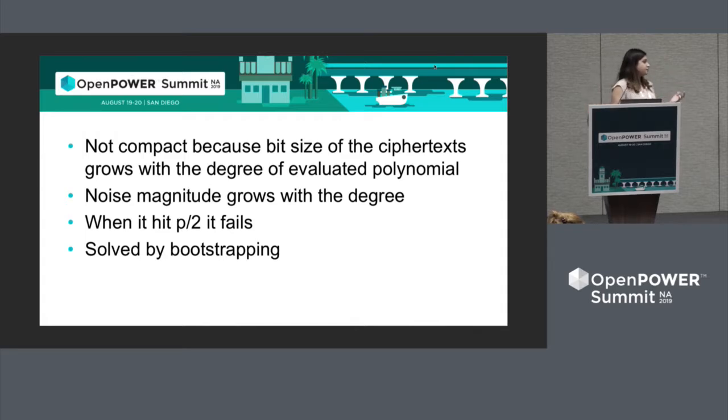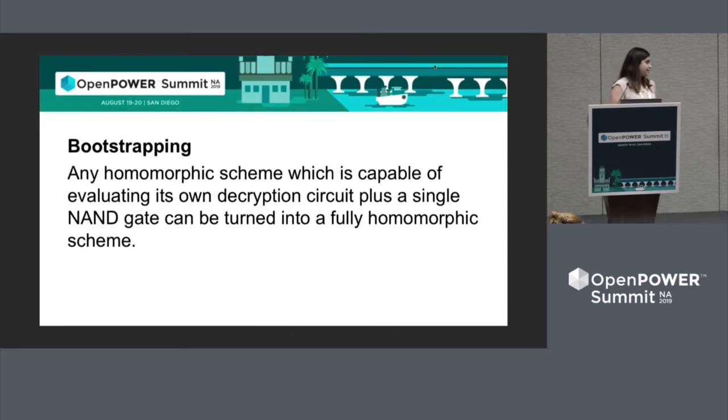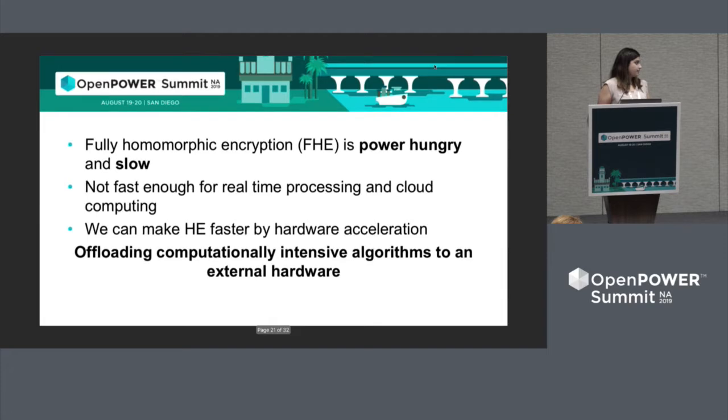Gentry solved this by bootstrapping, which is, again, another complex concept, but I'm just going to give you a sentence describing it. He realized that any homomorphic scheme which is capable of evaluating its own decryption and a NAND gate can be turned into a fully homomorphic scheme. I'm not going to get into how it's done, but it's complex and power hungry. It's going to be very slow because there are a lot of operations that have to be done. With that, we're going to talk about how we can improve this.